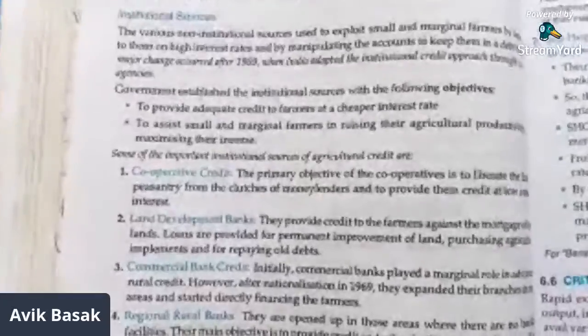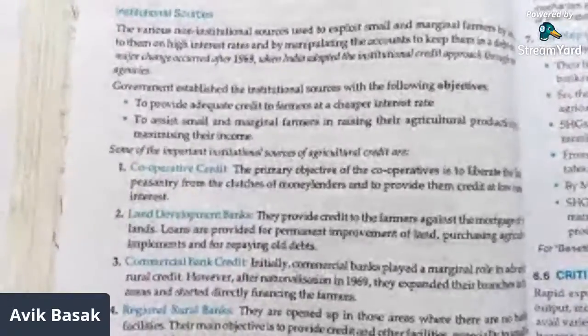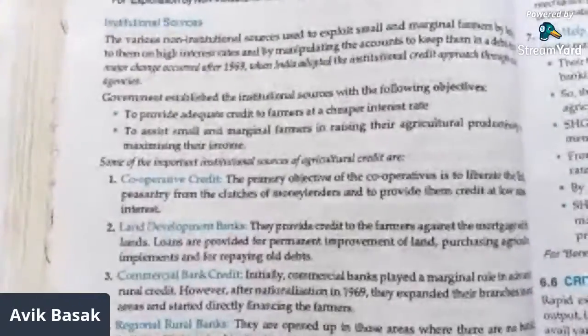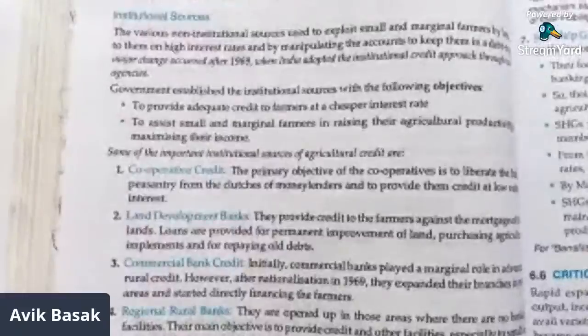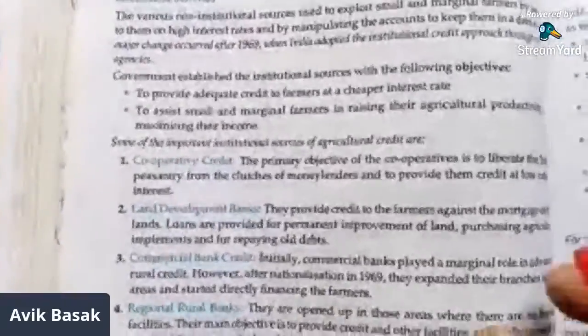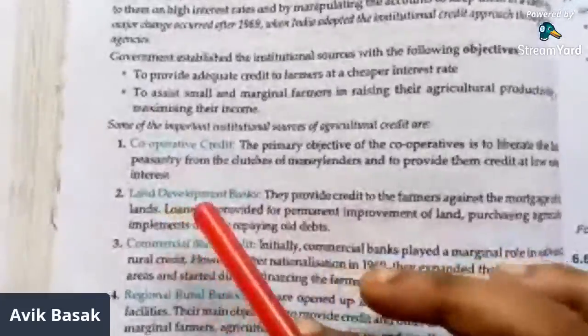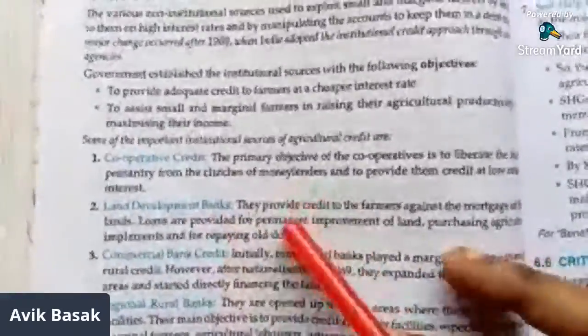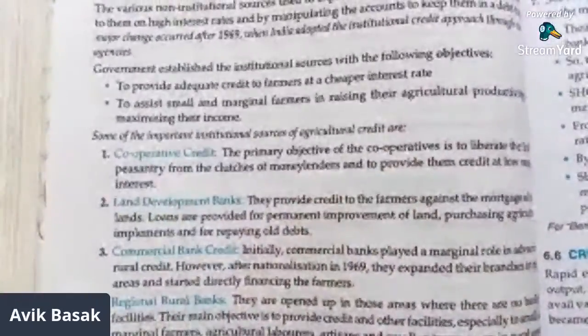Because once a farmer falls into the hands of a moneylender, that moneylender will totally destroy and exploit that farmer. The farmer's condition will be worse than before. Okay, next comes the Land Development Bank. What was the main intention of this Land Development Bank, students?